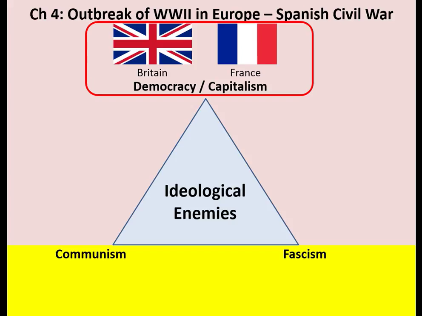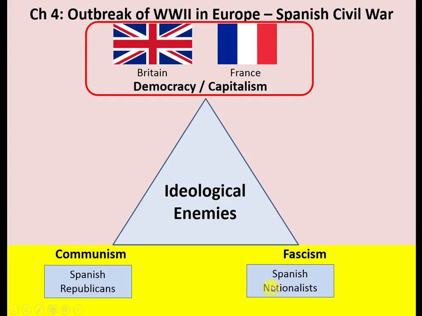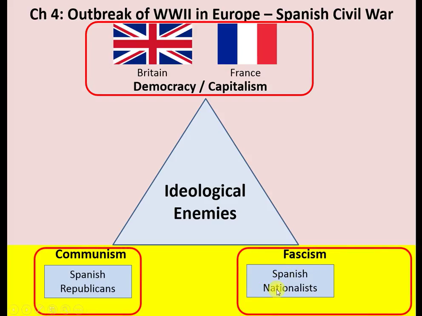Let me just tell you a little bit about the Spanish Civil War. Of course, you know, a civil war means a war fought within the country, by people within the country. That means it's not a war between countries, but a war between different people groups within a country. And so the Spanish Civil War was basically fought between the Spanish Republicans, who generally were identified with communism, and the Spanish nationalists, who identified with fascism.